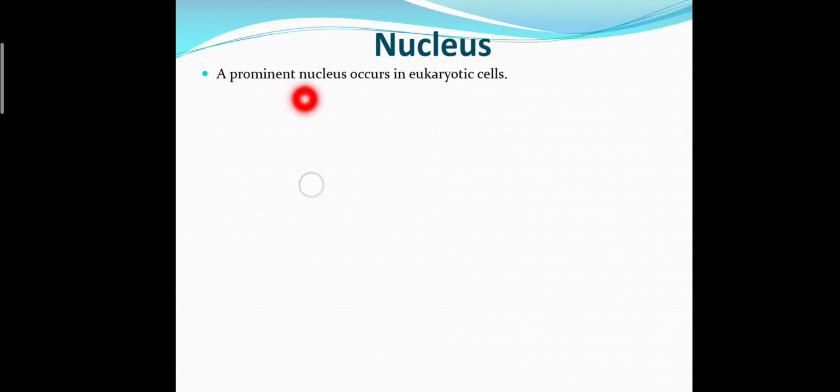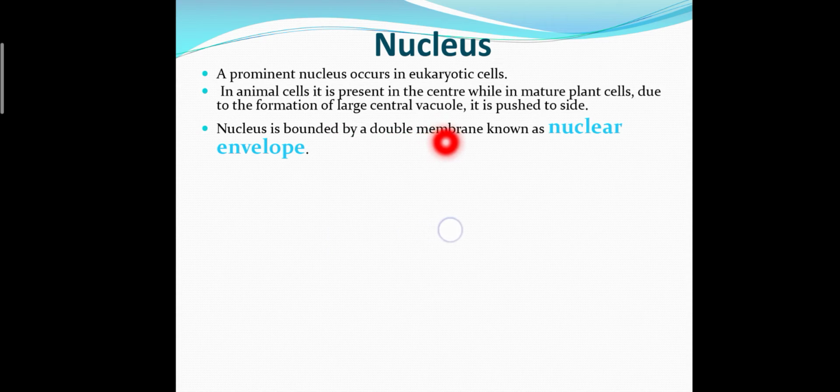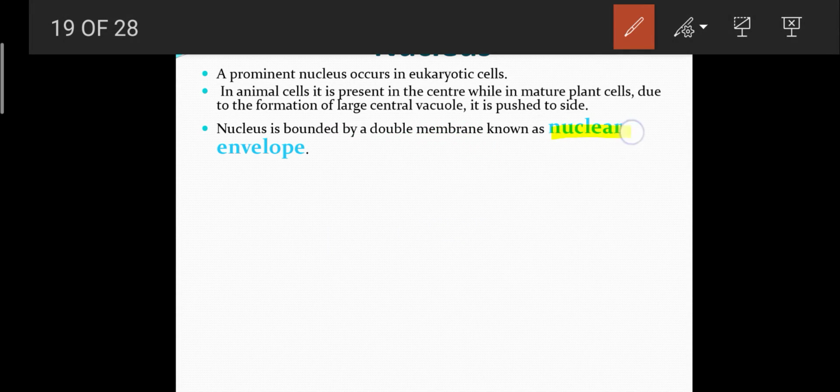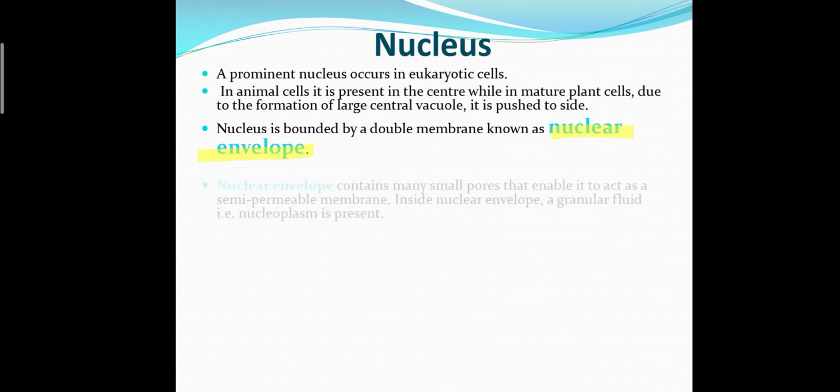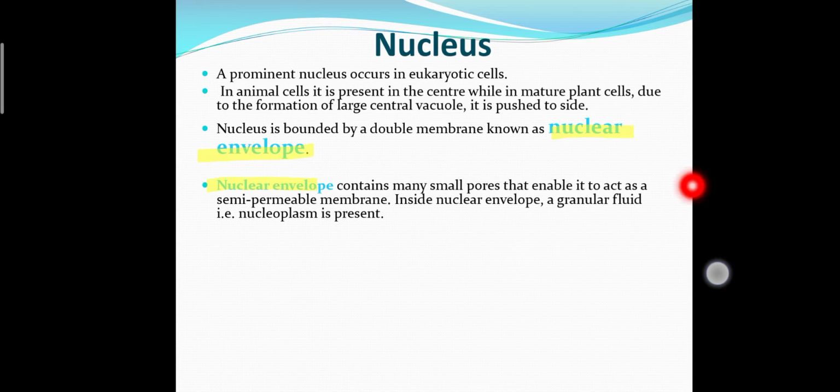Nucleus is a prominent structure that is found in eukaryotic cells. In animal cells, it is present in the center, while in mature plant cells, due to the formation of a large central vacuole, it is pushed to the side. It is bounded by a double membrane which is known as the nuclear envelope. The nuclear envelope contains small pores that enable it to act as a semi-permeable membrane.